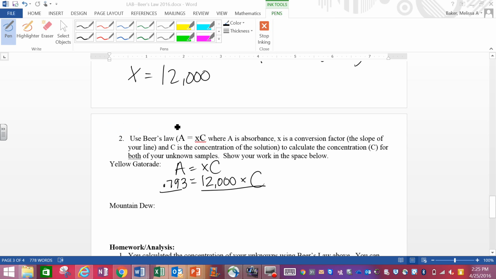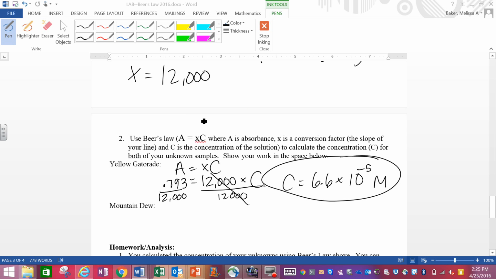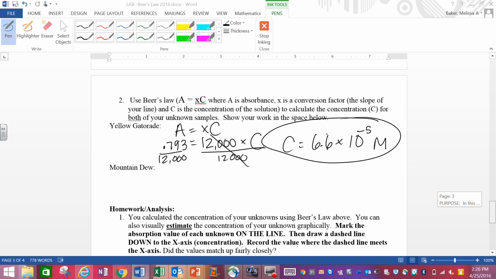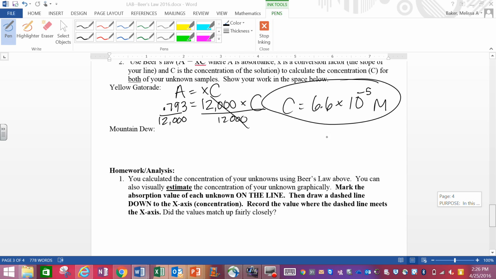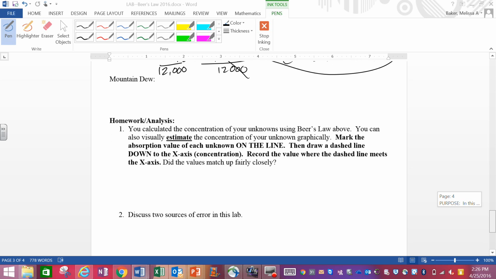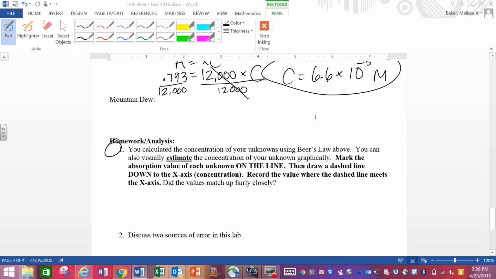So how do I get concentration by itself? I have to divide both sides by 12,000. So 0.793 divided by 12,000, for me that comes out to be 6.6 times 10 to the minus fifth, capital M. Based on what I said earlier, it was supposed to be slightly less than 6.5, so I may not have drawn the best fit line, but that's okay. I'm not going to do it for Mountain Dew because you follow the same steps for your own numbers anyways. You calculated the concentration of your unknowns using Beer's law.